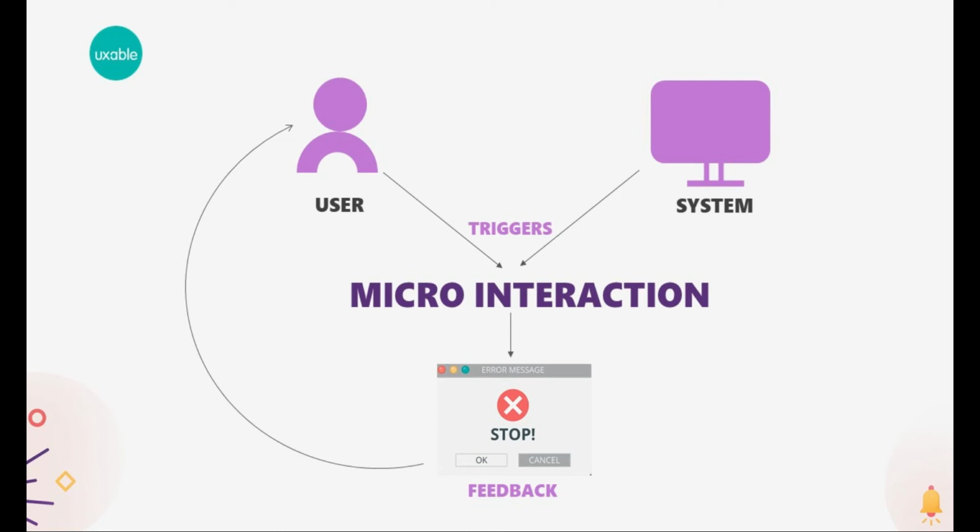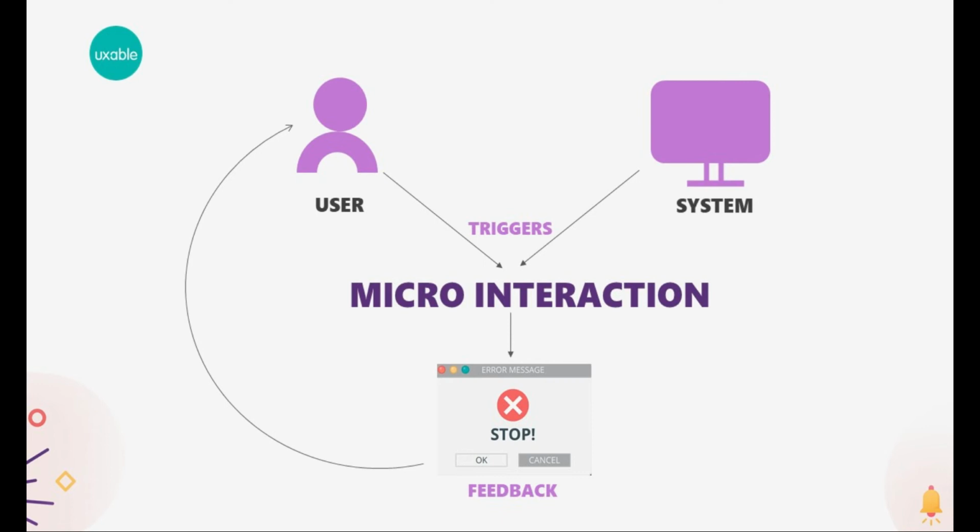Any action is triggered by either the user or the system. For example, if the user is filling a form, and there is an error or a success message, that is triggered by the user. The form is filled by the user and there's a micro-interaction, and there's feedback, that error message or success message. The way that animation is displayed is called a micro-interaction, and that feedback comes back to the user.